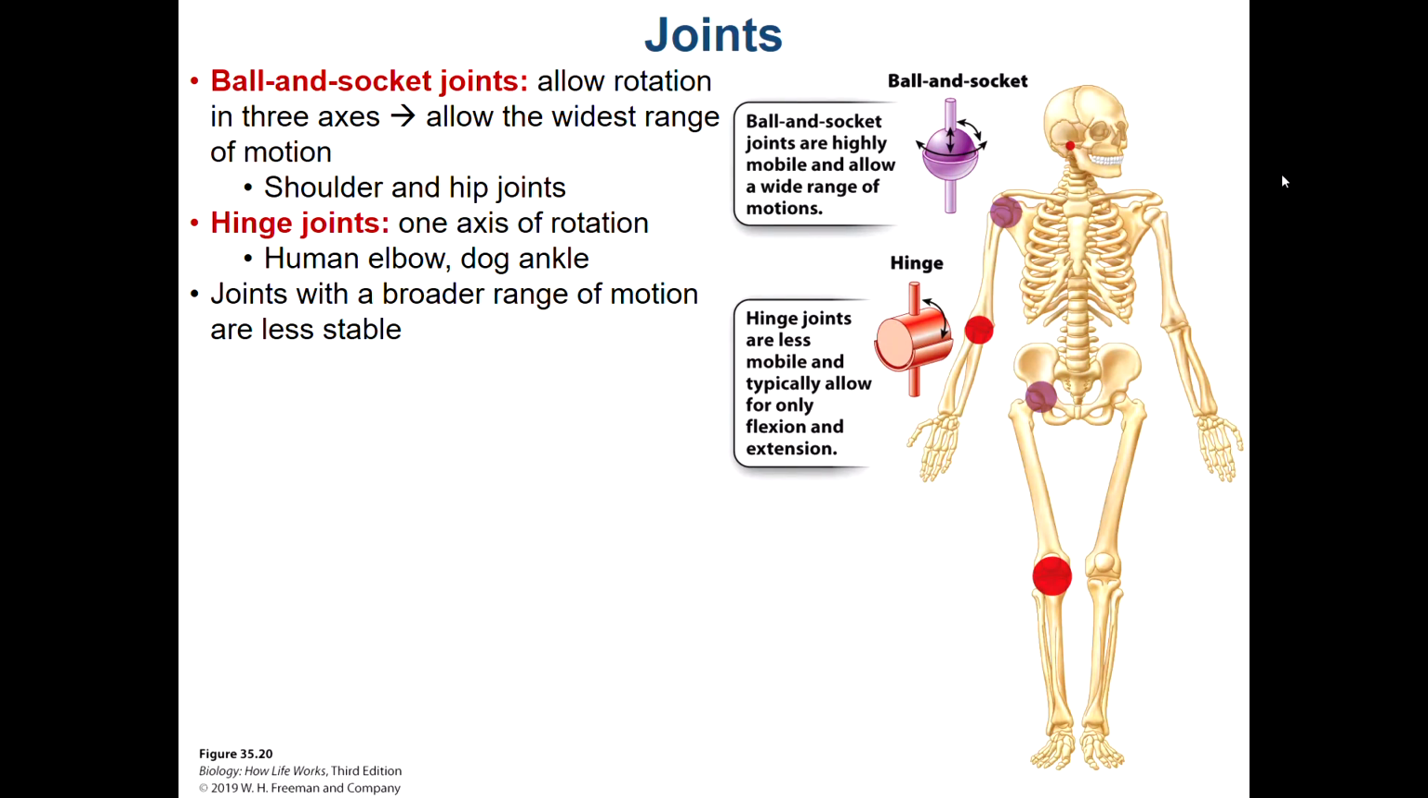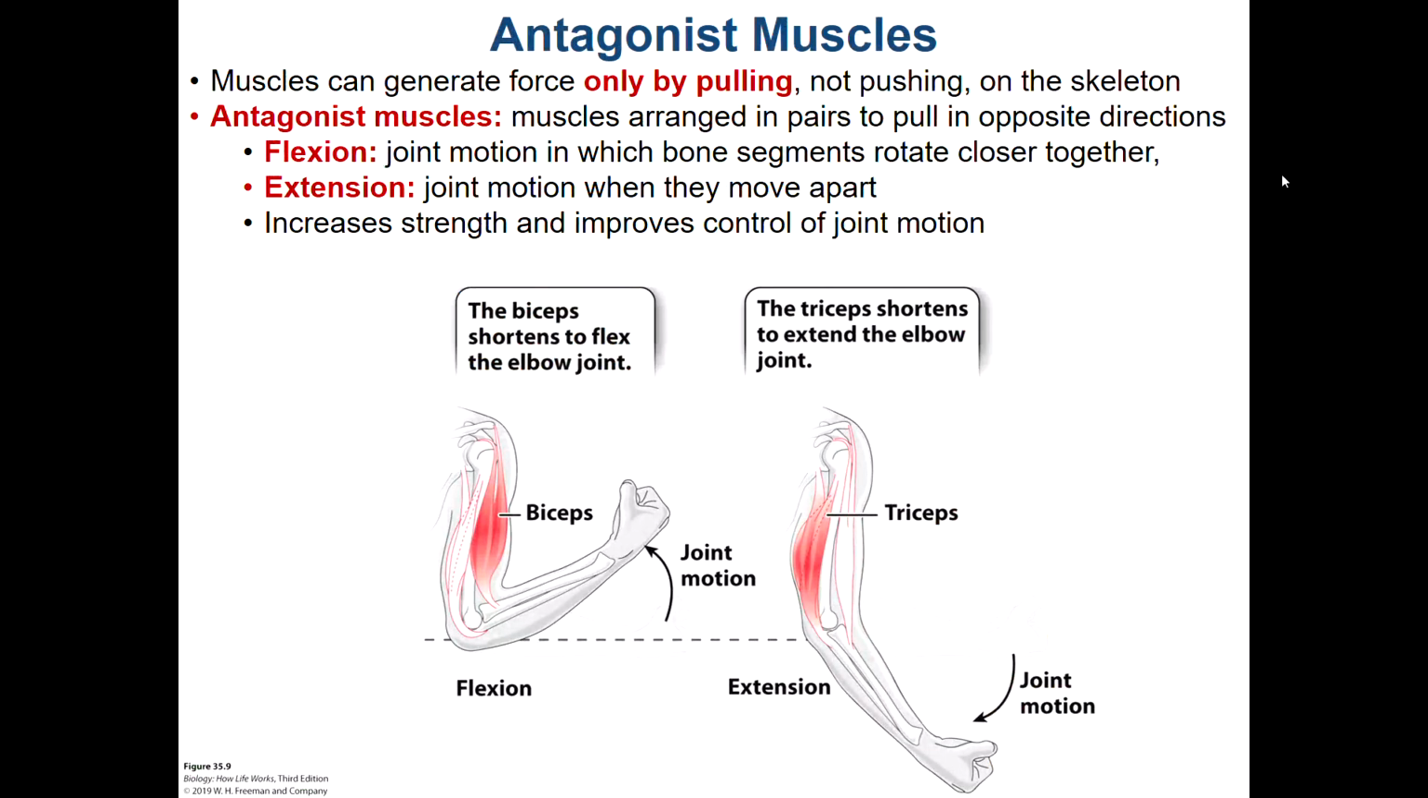So how does our skeleton and our muscle systems work together to actually cause movement? Muscles can generate force only by pulling. They cannot push on the skeleton. And that makes sense if you think about how our muscles contract. They contract when we have contraction of our sarcomeres, and there's nothing that has any pushing effect. We either have contraction or it relaxes and goes back to its normal position. So only by pulling or contracting can muscles generate force on the skeleton.